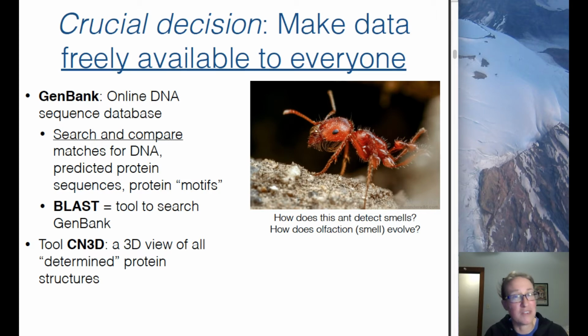I'm going to give you a very brief overview of some of the tools out there that make it possible to access genome data for any organism that's had its genome sequenced. We'll start out looking at GenBank, which is an online DNA sequence database that lets you search and compare matches for DNA or predicted protein sequences or protein motifs across organisms. I'll also talk a little bit about BLAST, which is a tool designed to help search through GenBank. And then we'll take a quick look at a tool called CN3D, which is a tool for generating a three-dimensional view of all determined protein structures.